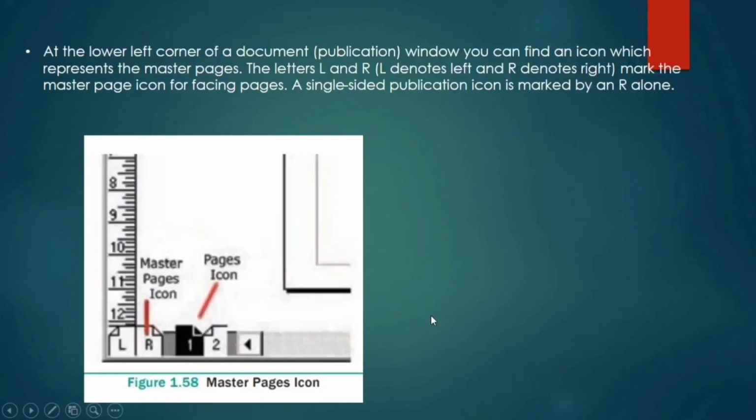At the lower left corner of a document publication window, you can find an icon which represents the master pages. The letter L or R. L denotes left, R denotes right. The master page icon for facing pages is marked with both L and R. A single-sided publication icon is marked by R alone.